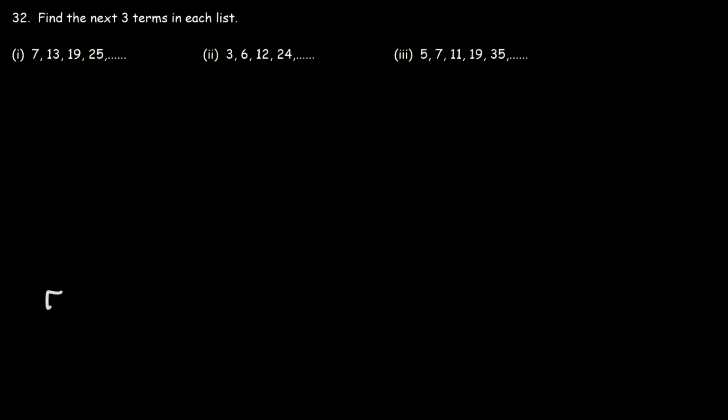Now what about list 3? The first term is 5, the second term is 7, the third term is 11, next is 19, the fifth term is 35. So what pattern do we see here? Is it a geometric sequence or an arithmetic sequence or even something else? Let's see if it's a geometric sequence.